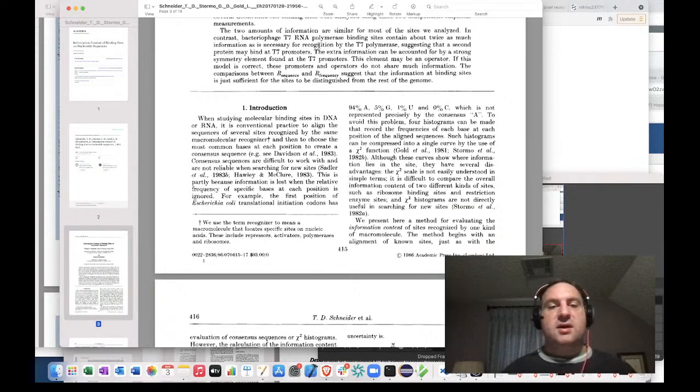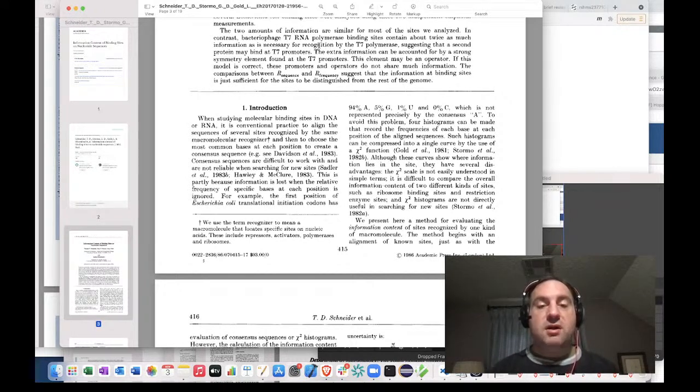In contrast, the bacteriophage T7 RNA polymerase binding site contains about twice as much information as necessary for recognition by the T7 polymerase, suggesting that a second protein may bind at T7 promoters. The extra information can be accounted for by strong symmetry found at the T7 promoters. This element may be an operator. If this model is correct, these promoters and operators do not share much information.